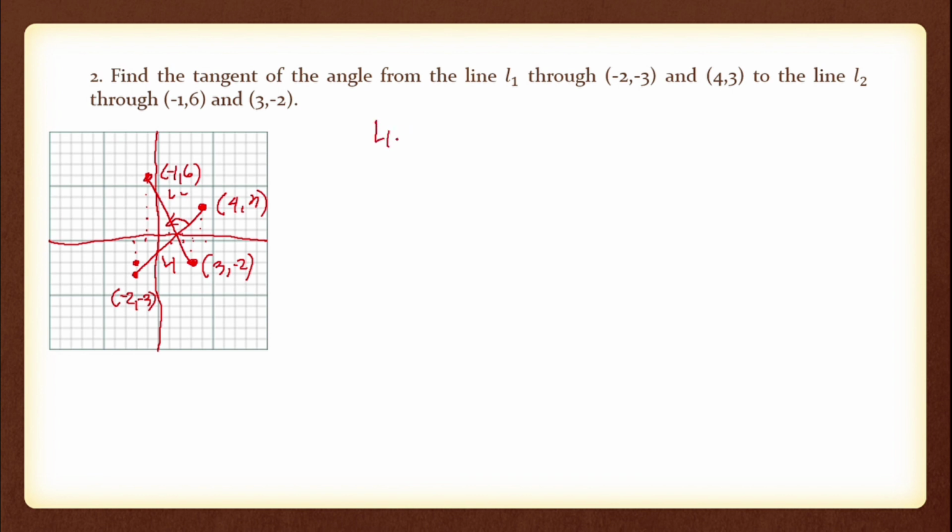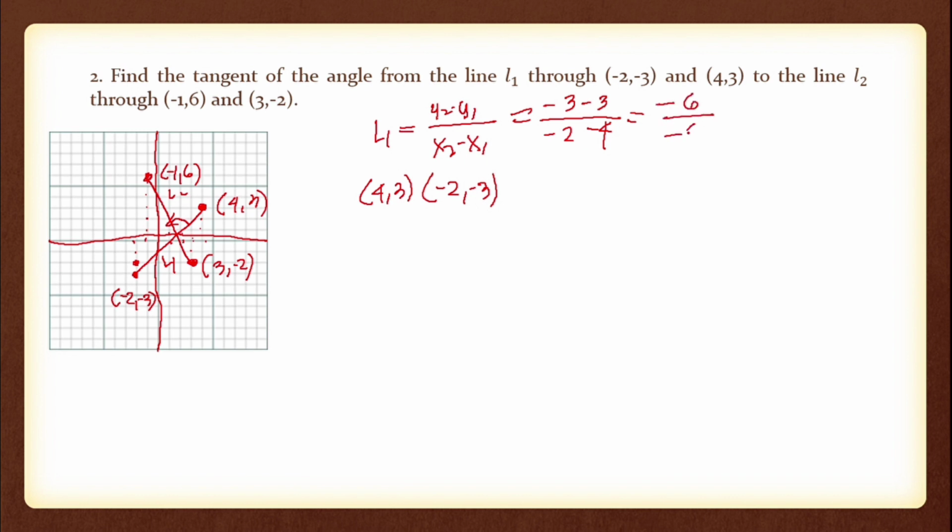So for line 1, the slope is y sub 2 minus y sub 1 over x sub 2 minus x sub 1. And the points are 4, 3 and negative 2, negative 3. So we have negative 3 minus 3 over negative 2 minus 4. So we have negative 6 over negative 6, that is equal to 1 as the slope.